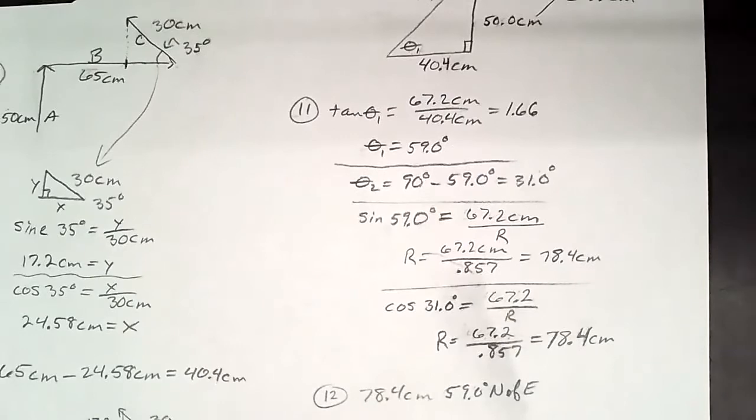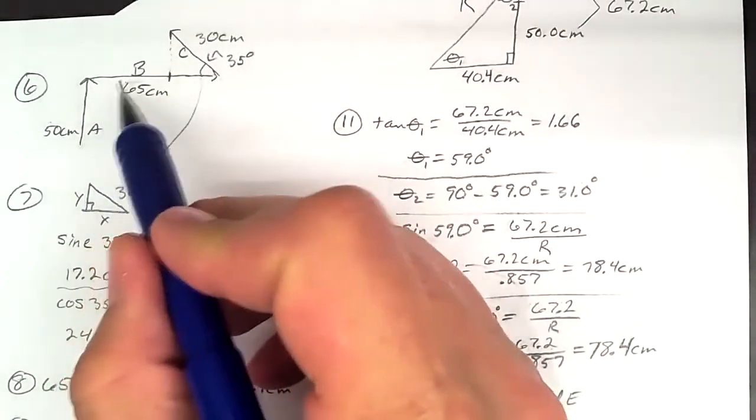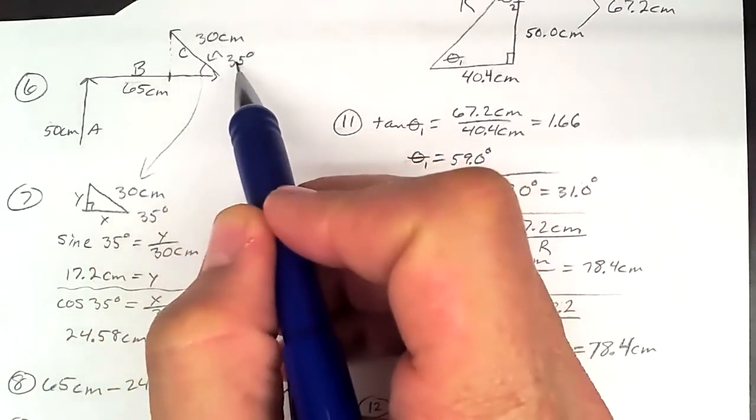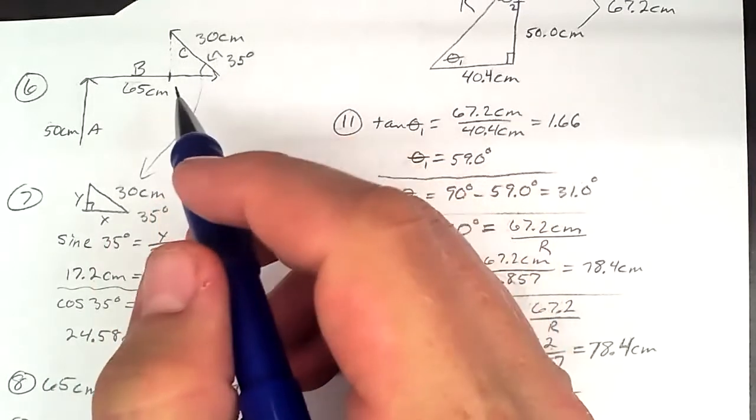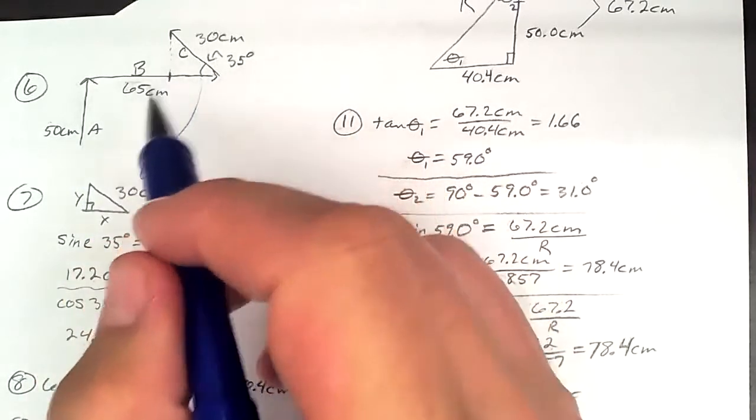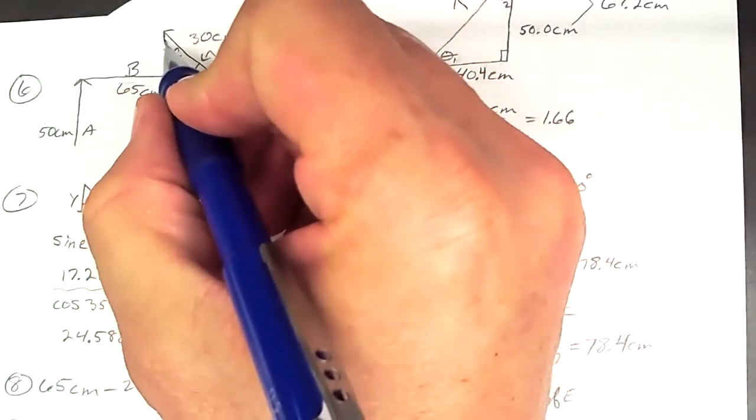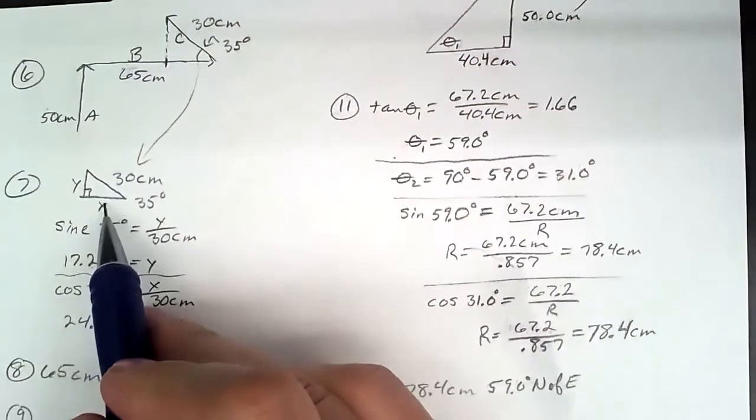For 6, we have a different problem. The little car goes 50 centimeters north, 65 centimeters east, and then 30 centimeters at 35 degrees north of west. So we draw this out, find the component vectors of C. Let's make a little triangle out of this, and let's take this one and put it down here just so we can look at it.